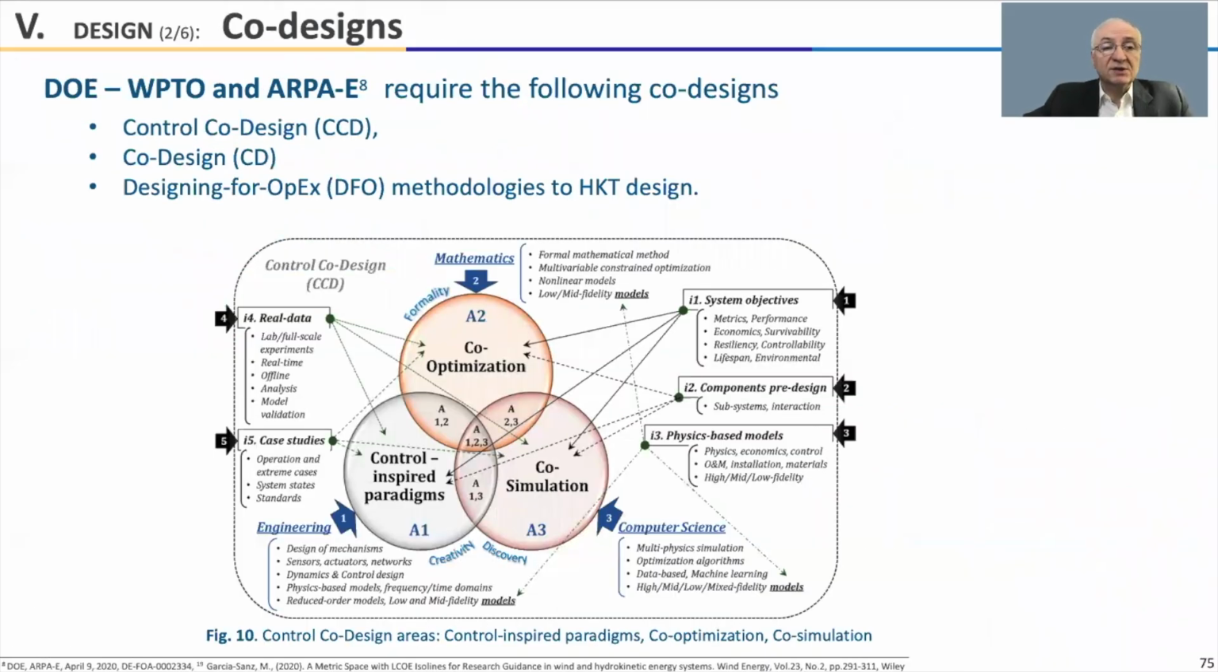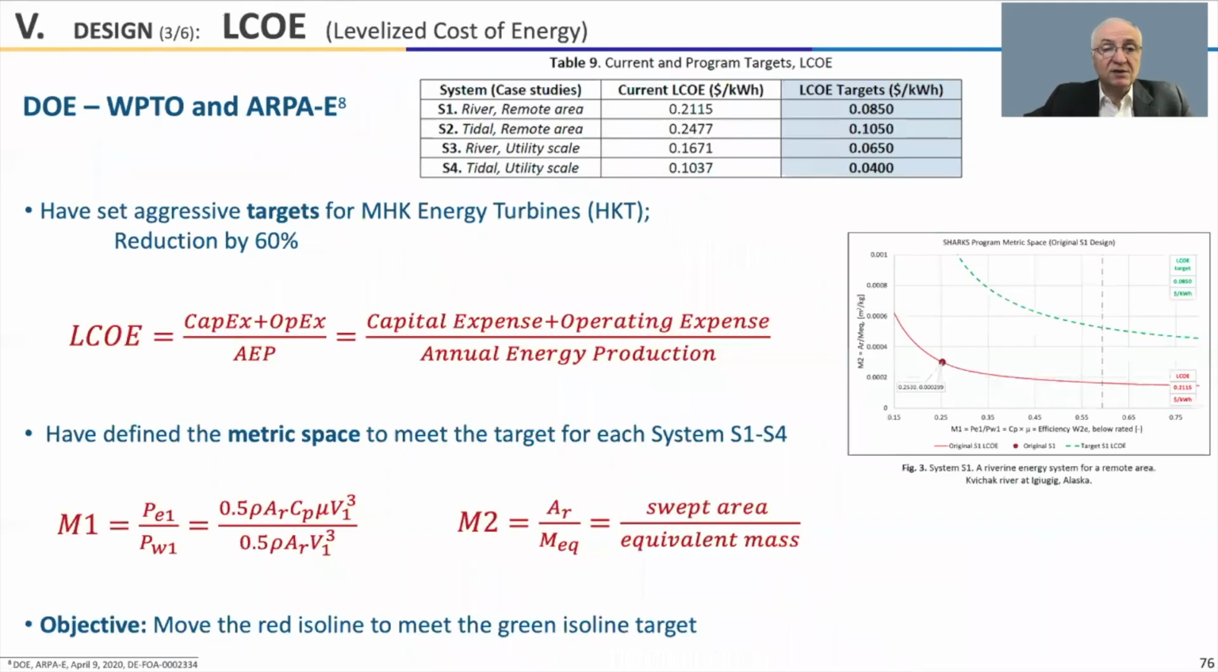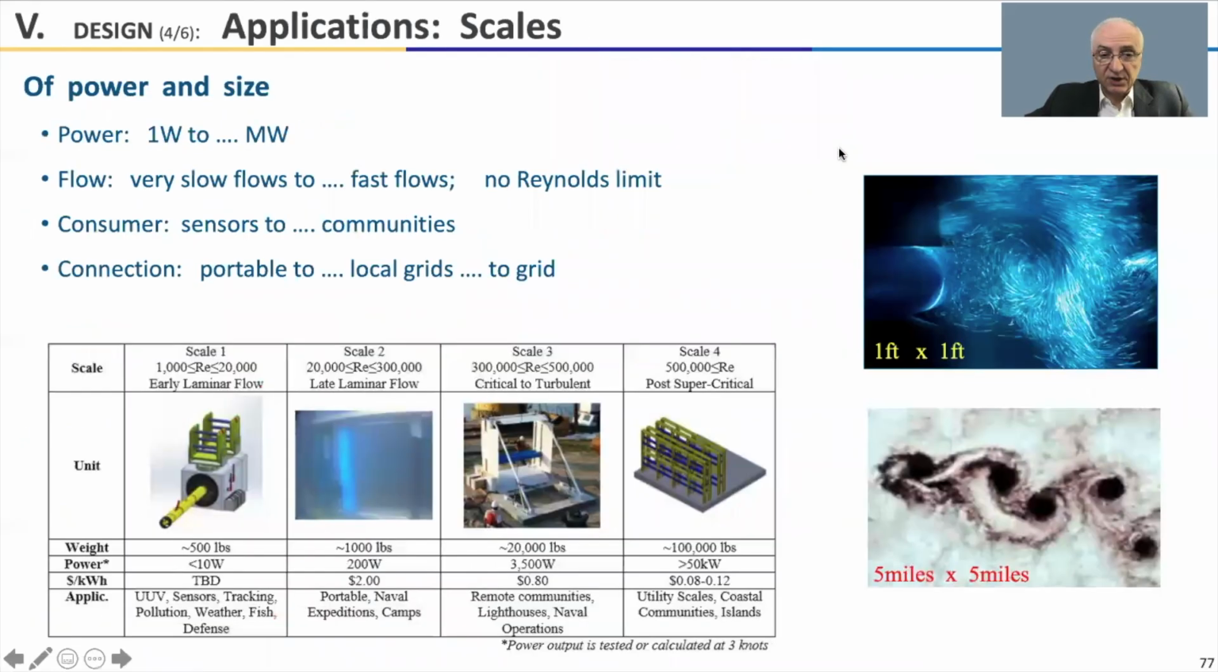The Department of Energy has done a terrific job recommending ways of doing co-design in order to improve the levelized cost of energy, and they have actually provided a spreadsheet in a 2-dimensional space where one dimension is proportional to the power generated, the other one is proportional to the swept area over equivalent mass, and provided isolines for the present state of the art, future targets, and ways of making the isolines for the levelized cost of energy move towards the target of 2030 to achieve, that is, a reduced levelized cost of energy by about 60%.